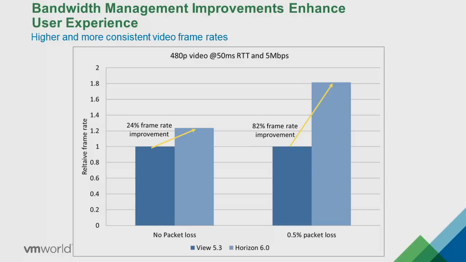The results were even better when we introduced a little bit of packet loss, 0.5% packet loss. What we saw there from View 5.3 to Horizon 6.0 is we actually got a 50% improvement in the frame rate. Where this helps out is, let's say you're watching a video or some type of video on demand on a WAN link or on a Wi-Fi network. You're going to see a dramatic improvement as far as the frame rates that you get for your video.